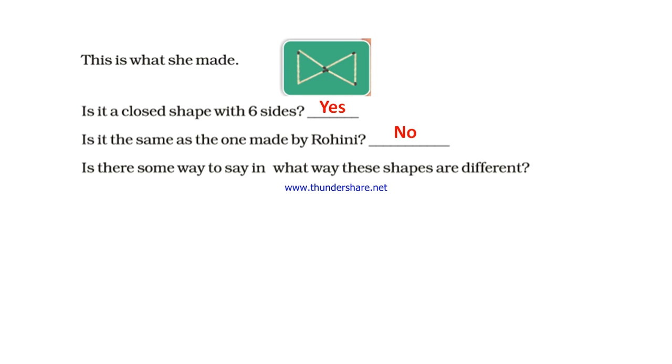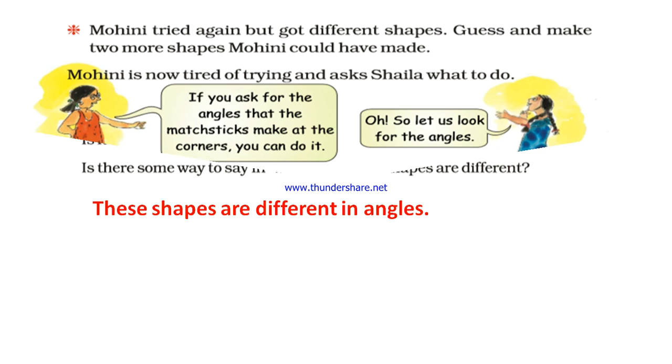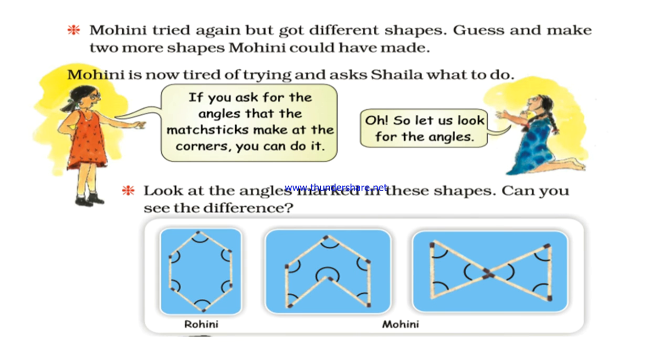Is there some way to say in what way these shapes are different? How do we say these shapes are different? These shapes are different in angles. Mohini tried again but got different shapes. Thus, you can make 2 more shapes Mohini could have made. Like that you can make different shapes.